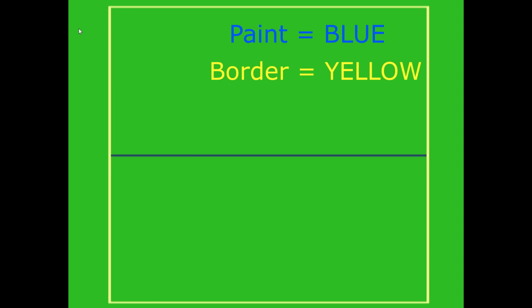Since the paint color is not a border color, we're just going to plow right through it, and that is exactly what we're supposed to do. We stop at yellow, we'll stop at the edges of the screen, but we don't stop at blue. Okay, final example. Again, we're going to start here in the upper left, painting blue, border yellow.